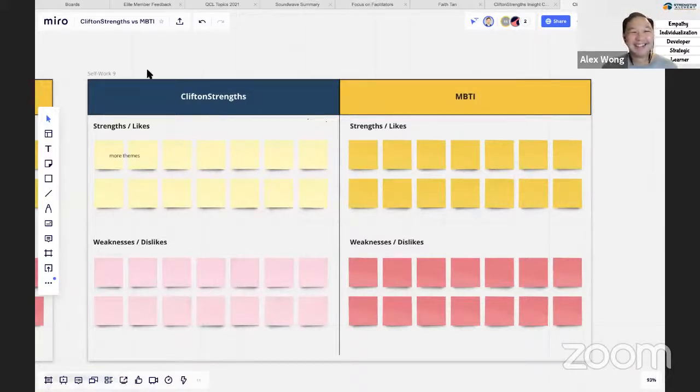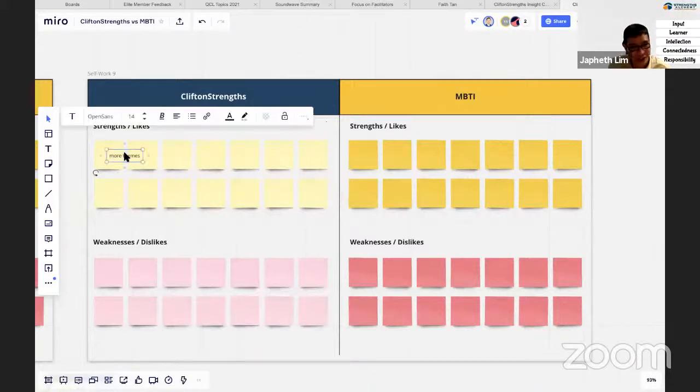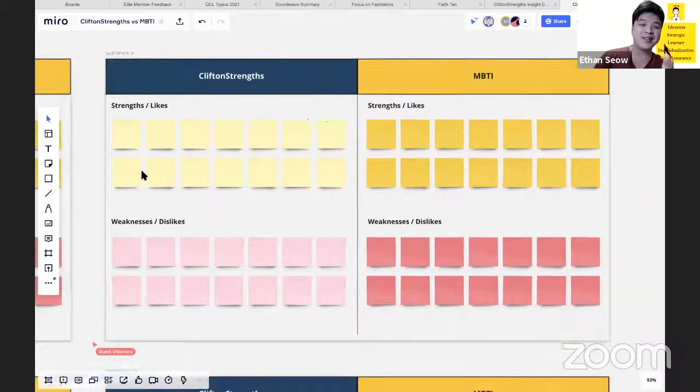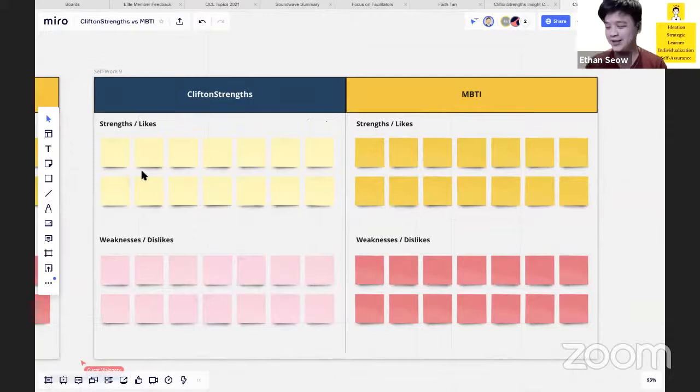Okay. Clifton Strengths, right? Okay. So which should you prefer first? Because that's the thing that he asked all the way at the start. Okay.